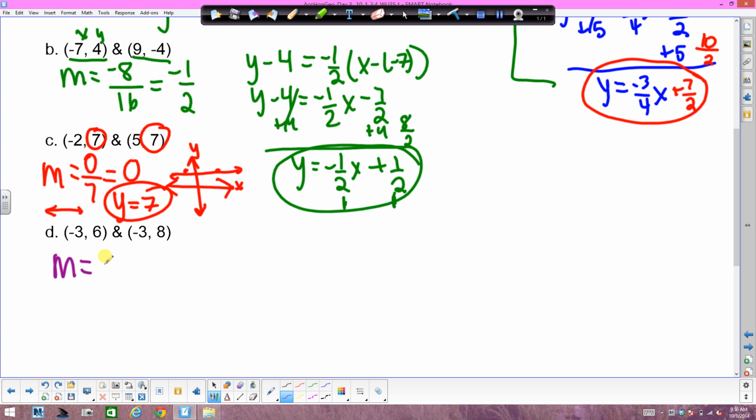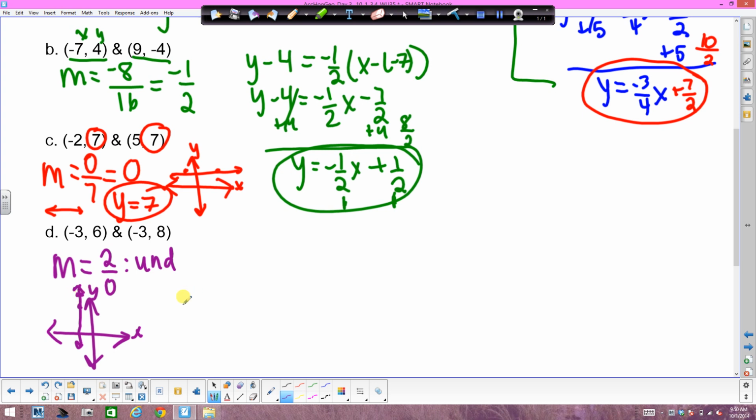And you should get 2 over 0, which tells us the slope is undefined. So let's think about this. If I plotted both of these points, so here's our sketch of the coordinate plane, I've got (-3, 6) and (-3, 8). Then we're going to have a vertical line, like we knew we should have based on the slope.